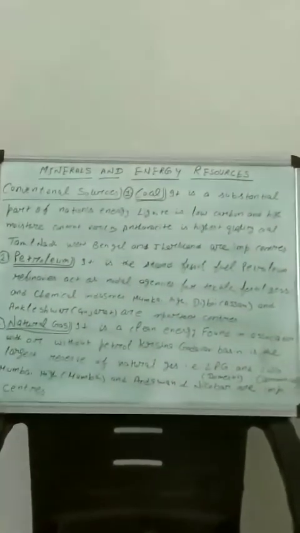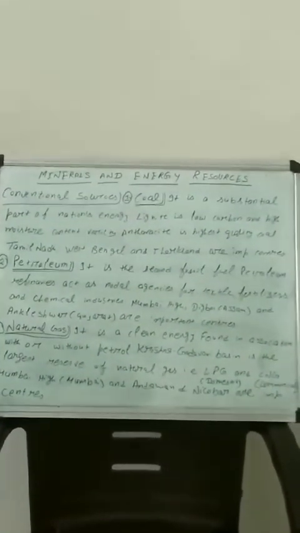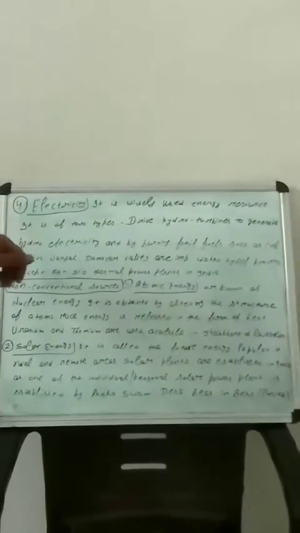In this regard, electricity is our number 4 point among conventional sources of energy. Electricity is another conventional source of energy and is widely used. It is of two types, whether we use it here in India or in other countries.